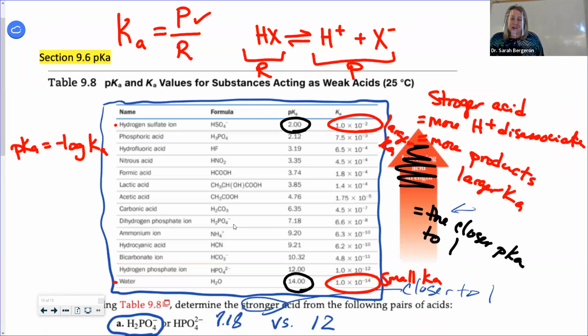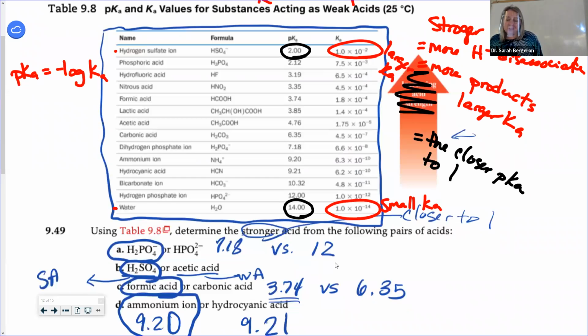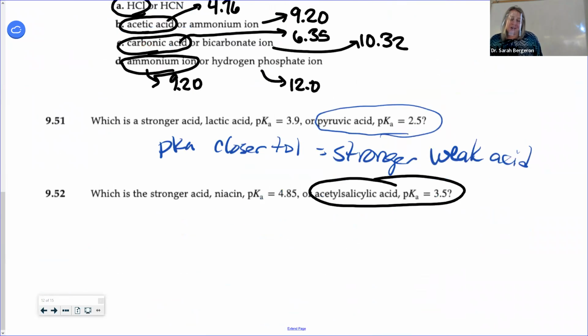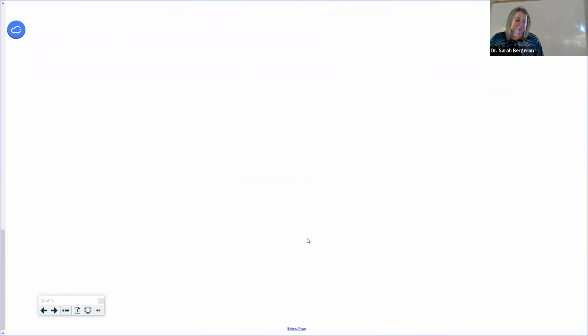I'm going to talk about, I just need some room. So I'm going to write down here and then we'll go on to the next one. I just need some space.